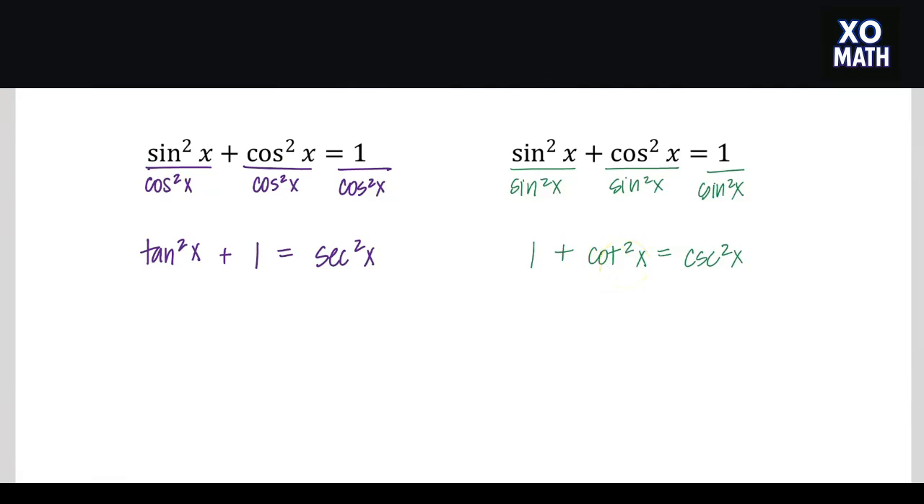And of course, something else we should be comfortable with is manipulating these equations by adding or subtracting to the other side. So tangent squared x plus 1, we can also think about this as tangent squared x is equal to secant squared x minus 1. Or I can subtract the tangent squared x to the other side. So 1 is equal to secant squared x minus tangent squared x. All three of these are equivalent identities that we can use to replace different quantities depending on the problem.